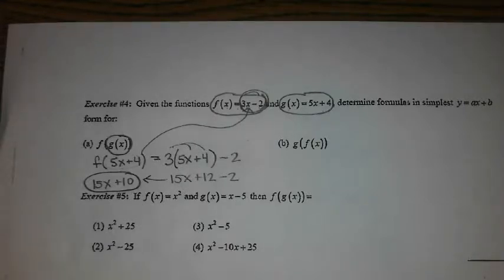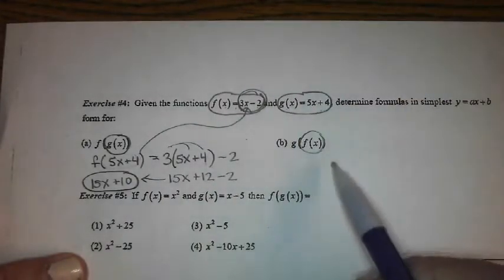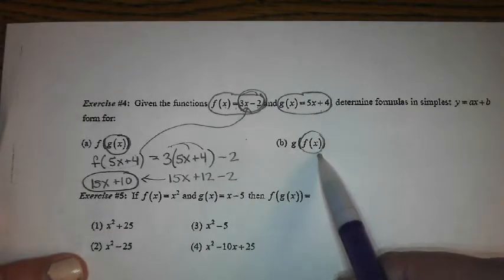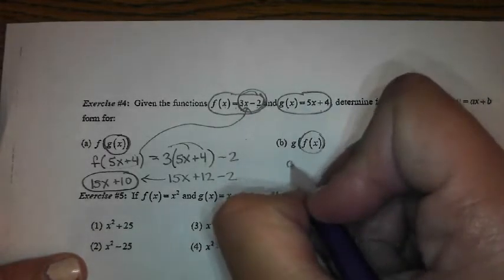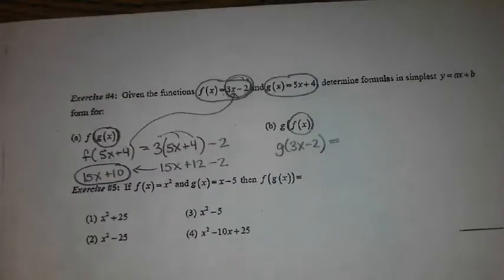So try g of f of x sort of on your own. I'm taking f of x, and f of x is 3x minus 2. So I'm taking 3x minus 2 and plugging it into the g function. And I'm going to randomly take 3 people's and look at them.